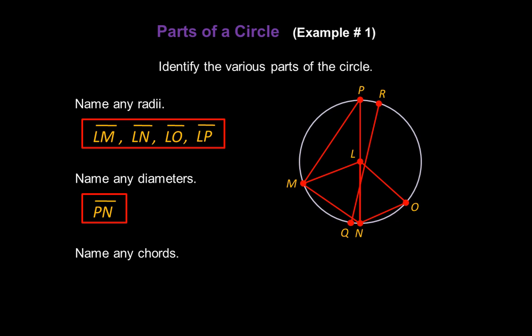There are a lot of chords here. It looks like 1, 2, 3, 4, 5. See if you can find them as I identify them. Line segment MP is a chord. Line segment MN is also a chord. Line segment NO is a chord. Line segment NP, the diameter, is also a chord. And finally, there's one more. Line segment QR is our last chord.